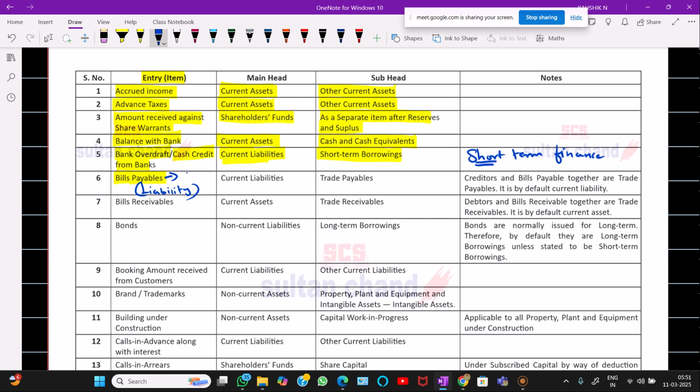So now you have some clues: it's a liability because it is payables. It is linked with the trade activity because buying and selling is there, so trade is also there. So when the word trade comes, just recollect to whom we have to pay.